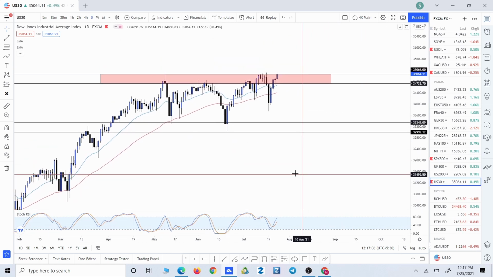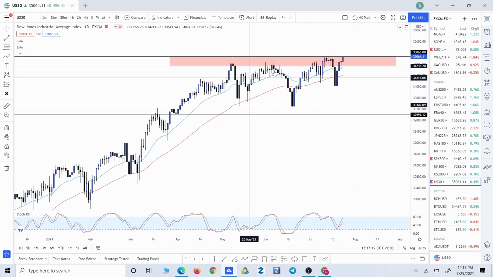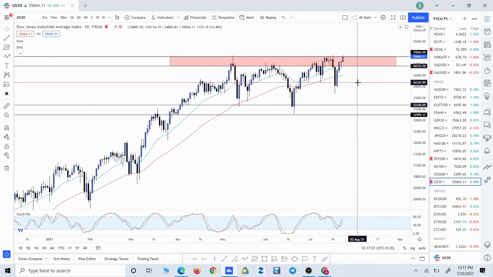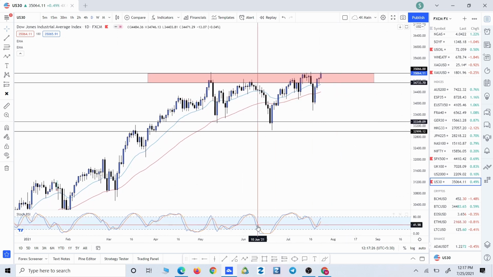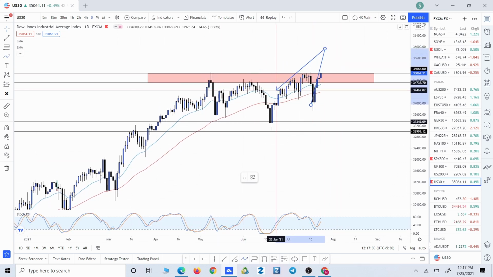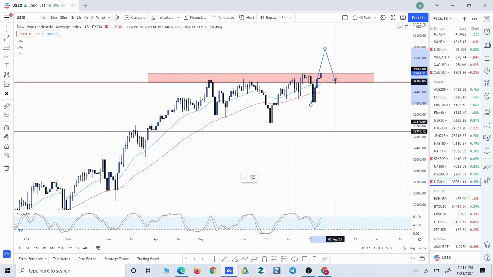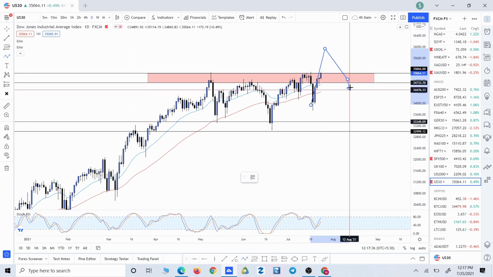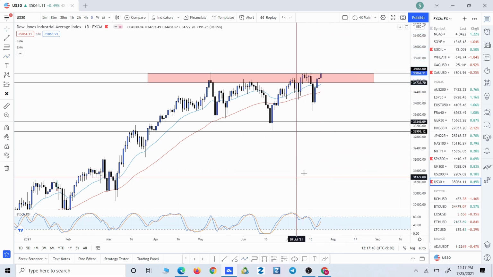Next, we are going to talk about the US 30. For US 30, the price is consistently making higher highs and higher lows, but for a while it has been trading in a range. So I'll be waiting for the price to break out of this zone. Starting from here, suppose the price breaks above this range zone, which is a strong resistance zone, then I'll be waiting for the price to retrace back to this zone and can look for an opportunity to go long.